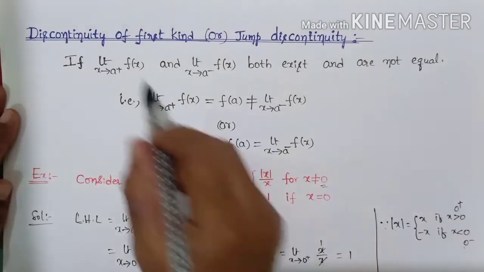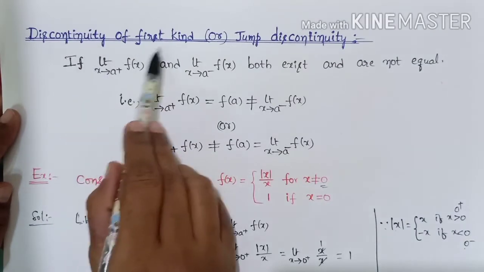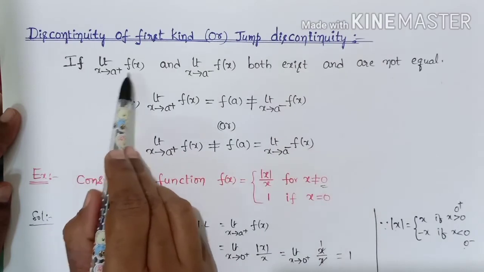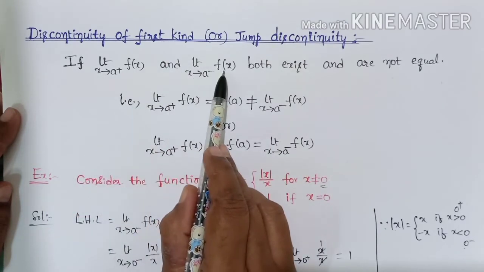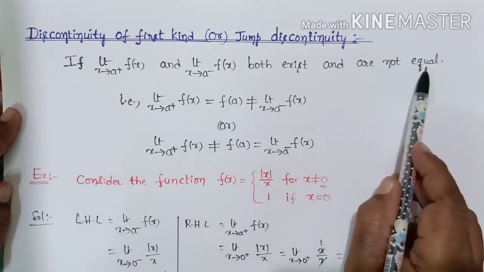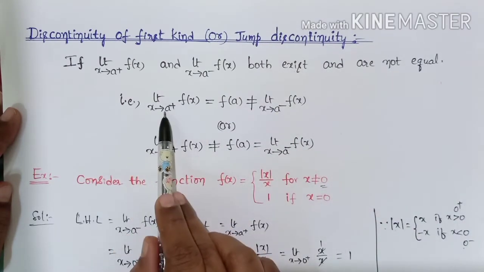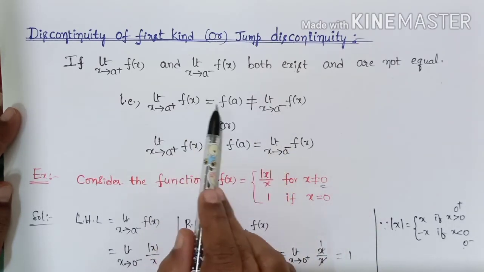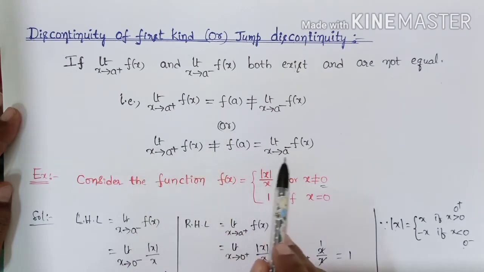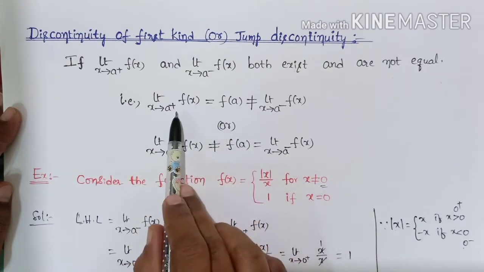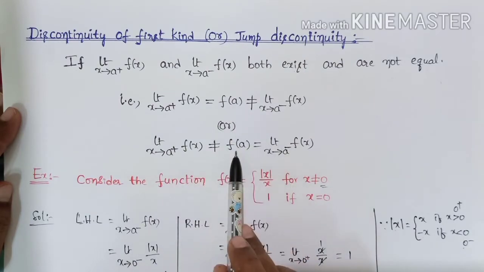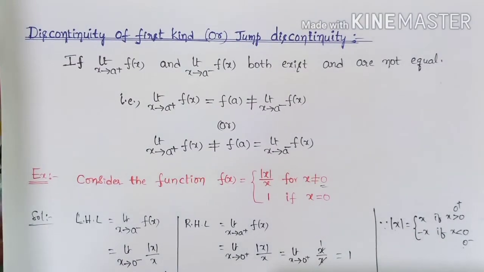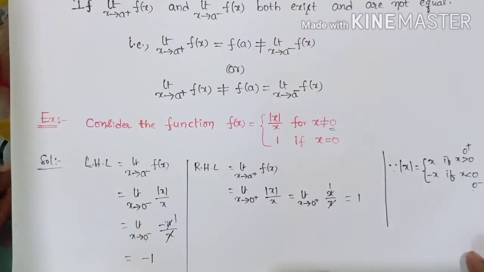Now we'll see the next type of discontinuity, that is discontinuity of first kind or jump discontinuity. If limit x tends to a plus f of x and limit x tends to a minus f of x both exist but they are not equal, that is, right-handed limit is not equal to left-handed limit. Either right-handed limit is equal to f of a, or left-handed limit is equal to f of a. That means any one must be equal to f of a. But right-handed limit is not equal to left-handed limit. We see one example, then we can understand much more.